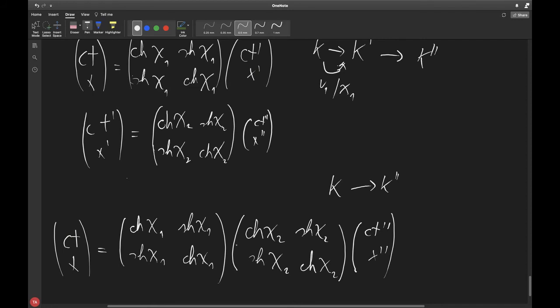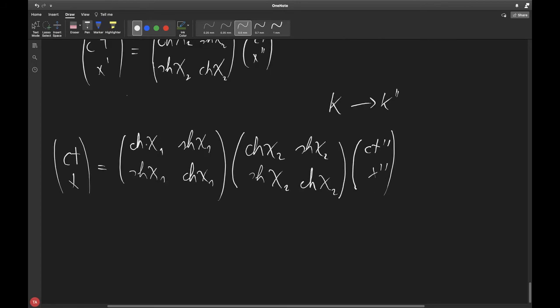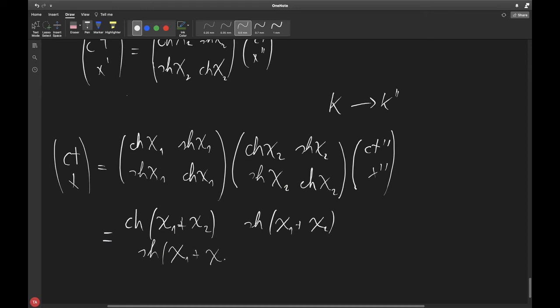After we do this matrix multiplication, what we actually get, hyperbolic chi 1 plus chi 2, is what we see here with this modification. So this is the same as saying that this is the cosine hyperbolic of chi 1 plus chi 2. And I have sine hyperbolic of chi 1 plus chi 2 here, and again sine hyperbolic of chi 1 plus chi 2 here, and the cosine hyperbolic of chi 1 plus chi 2 here. So this is my matrix. This is exactly the same as this multiplication of two of these matrices, and I get again the same thing here with the ct prime prime and x prime prime here.